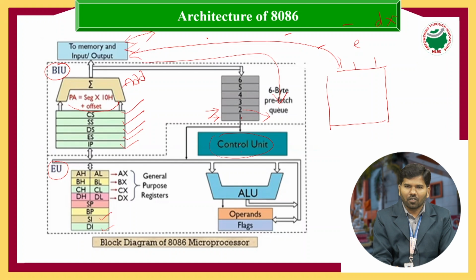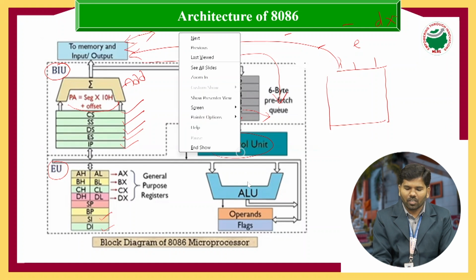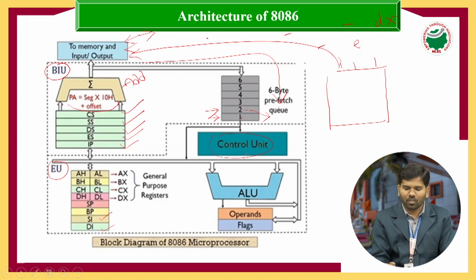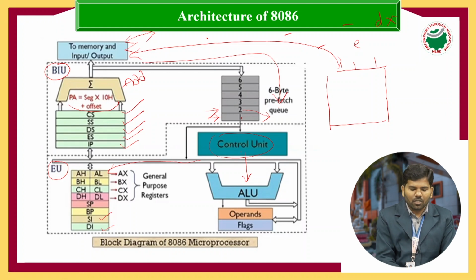From the instruction queue, the execution unit's control unit will receive the instruction. Now the control unit will activate the ALU and the general purpose registers. The general purpose registers are mainly used to store information temporarily. Then the stack pointer, base pointer, source index and destination index are called offset registers.